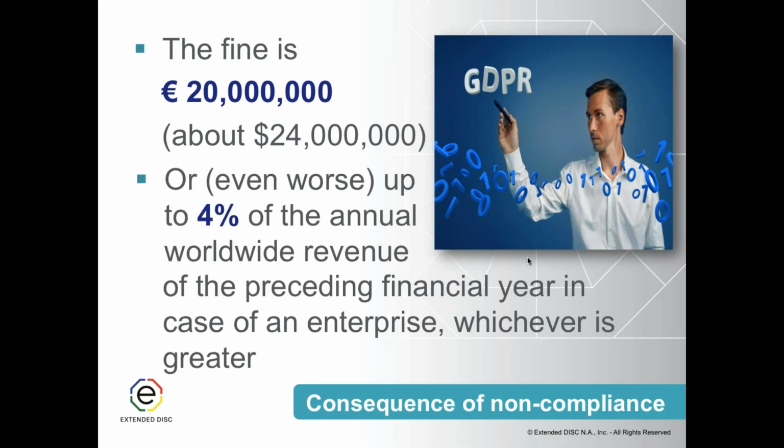And when we talk about multinational organizations, the news is even worse. If you're what they call an enterprise, the fine is up to 4% of your annual revenue. And if you're a multi-billion-dollar company and you pay 4% of that, obviously that converts to a very, very significant fine. Wow, that could be a tremendous amount of money.